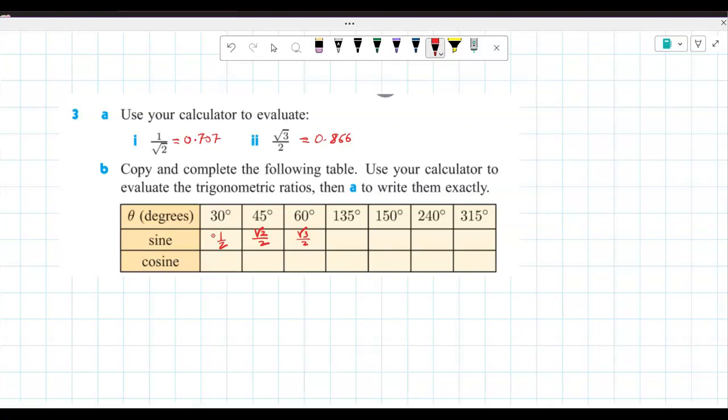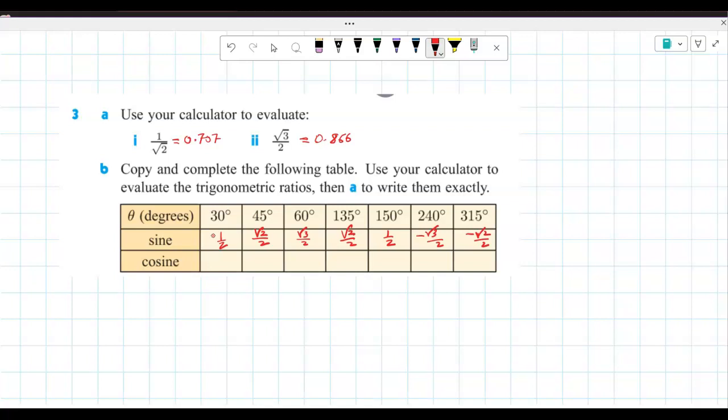Sin 60 is root 3 over 2. 135? Same thing, root 2 over 2. 150? Half. Then minus root 3 over 2, minus root 3 over 2, minus root 2 over 2, minus root 2 over 2.